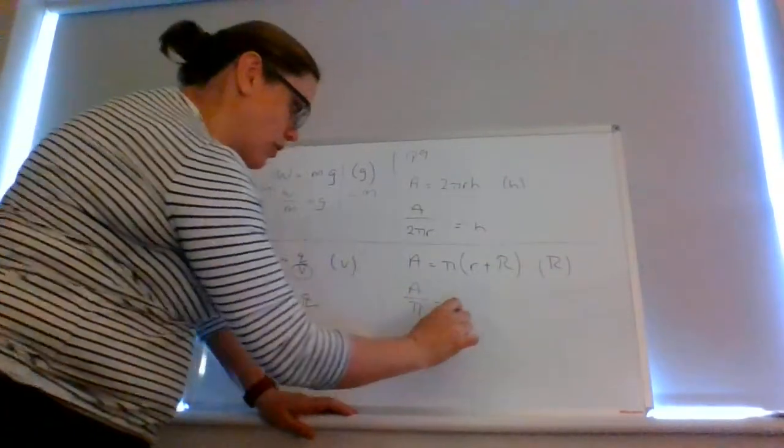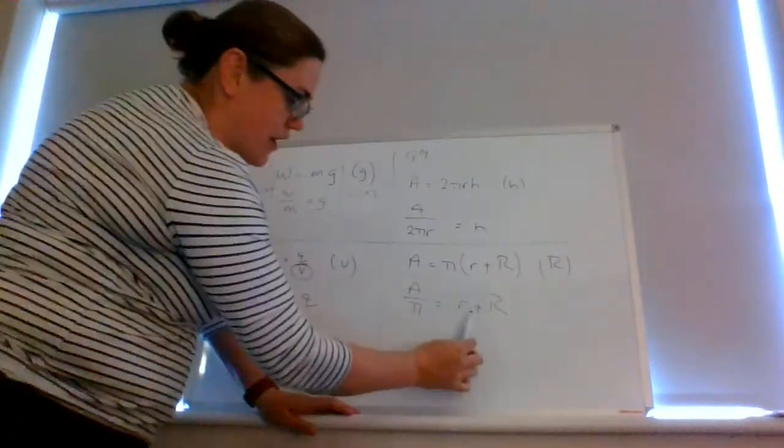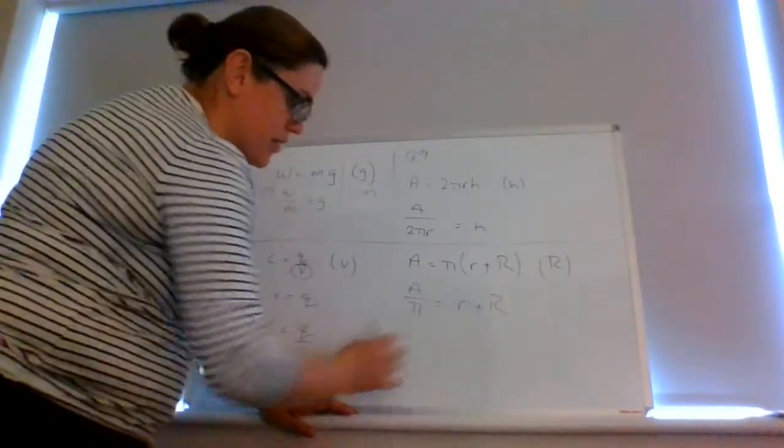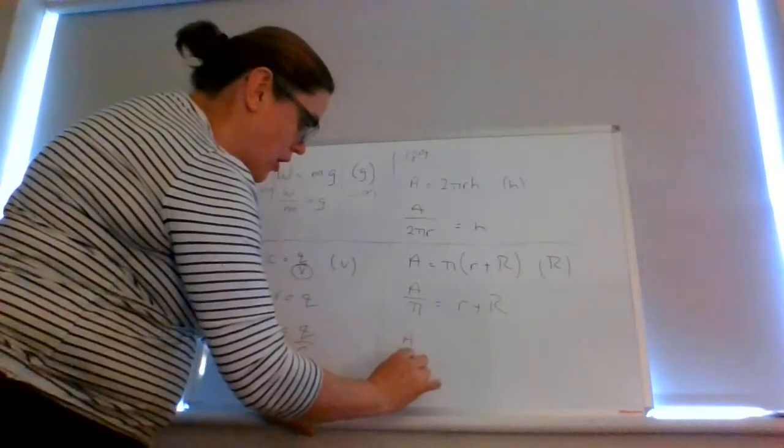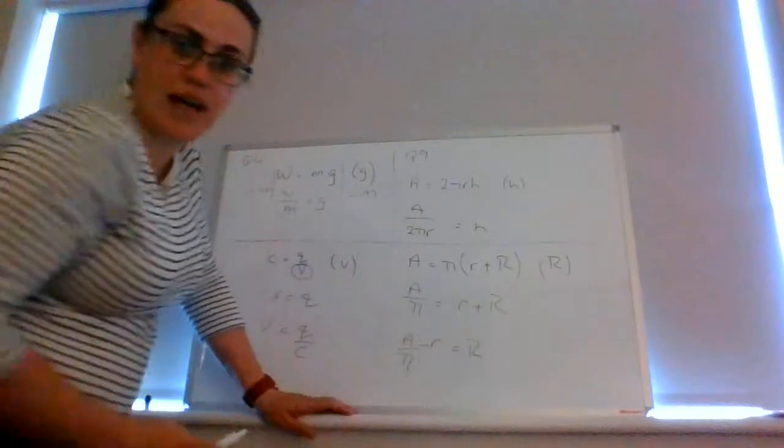A over pi is equal to R plus capital R. Then I want the little r gone. So what's the r doing? It's adding. So it's A over pi minus the little r is equal to the capital R.